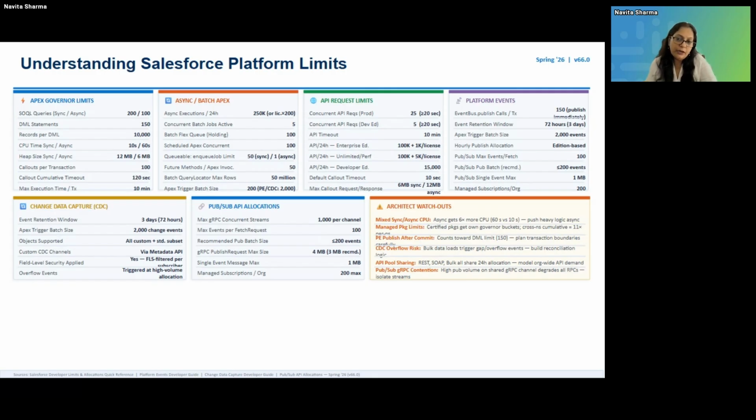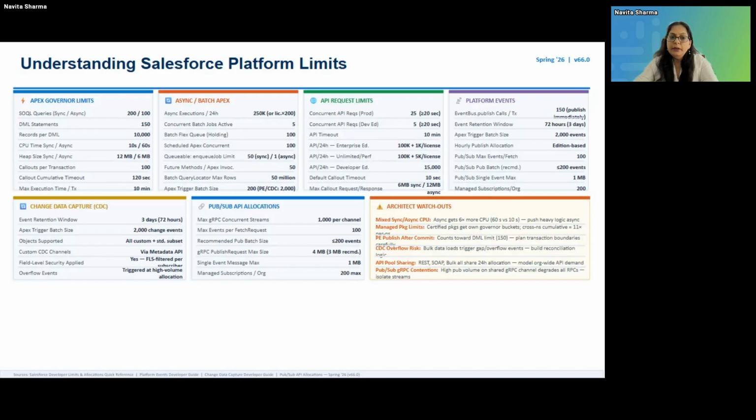Do I have the data calculation with me? Do I know how many licenses I have in Salesforce, or which can support how many platform events in a day or in a month? So we should have those calculations, because Salesforce is a multi-tenant platform and the governor limits are real. Okay, so we must know them.